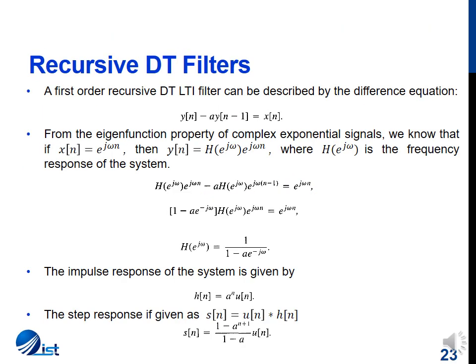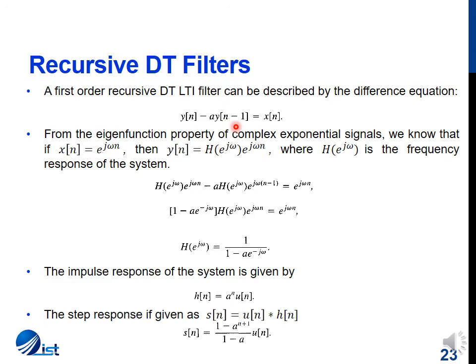So firstly, we'll discuss recursive discrete time filters. A first order recursive discrete time filter can be described by the difference equation y[n] minus a y[n minus 1] is equal to x[n], where x[n] is the input, y[n] is the output at current time n, and y[n minus 1] is the delayed output, or the output from the last instance. If we are taking the current instance at n equal to 0, then this means that this output is the previous output, which is y[minus 1].